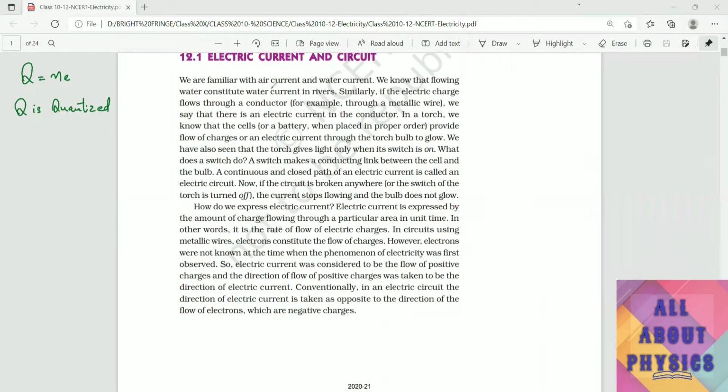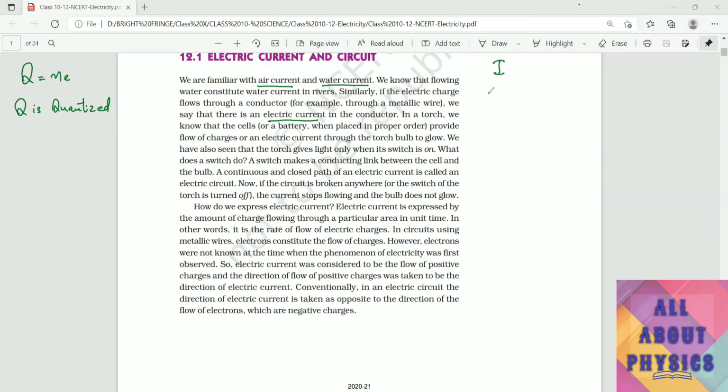On page number 199 of your book, you'll find the words air current and water current. See, here the word current means flow. Fine. So air current means movement of air. Air moves because of difference in air pressure. Similarly, water current is flow of water. Okay? And we have the word electric current here. Electric current means flow of charges. Current means flow, electric, charges, so flow of charges. Electric current is denoted by the letter I.